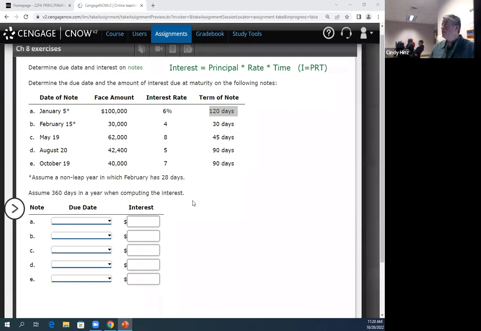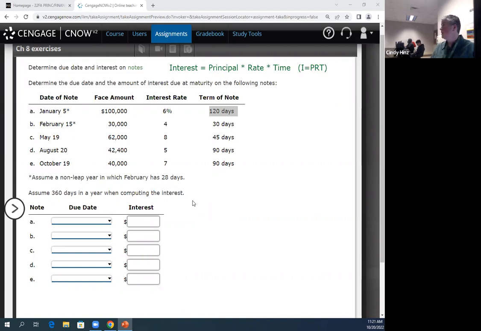Oh, yes. So there are 2 different ways that notes can be issued. They can be issued with interest included or with interest on top. If you're the borrower, you want the interest to be on top of the note. And that's what we're doing here. It doesn't specify, but that is the typical approach.